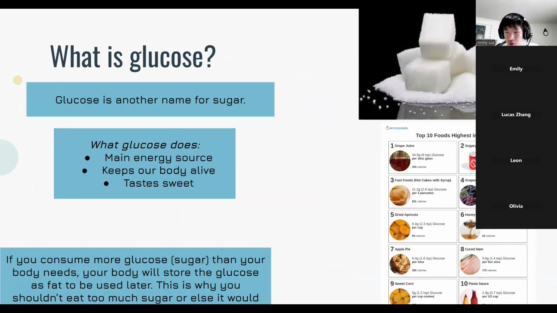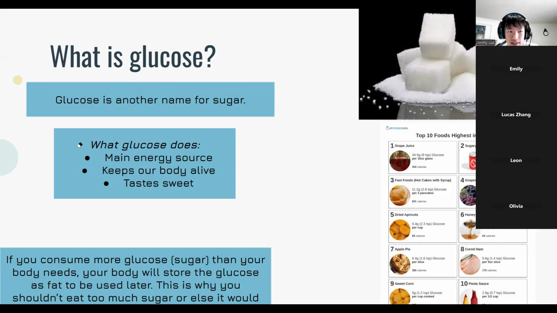What is glucose? Glucose is just a fancy name for sugar, right? Or specifically, it's a type of sugar. There are different types of sugar, but glucose is the one that the body uses to make energy. So what does glucose do? It's a main energy source, right? We use this to make energy.